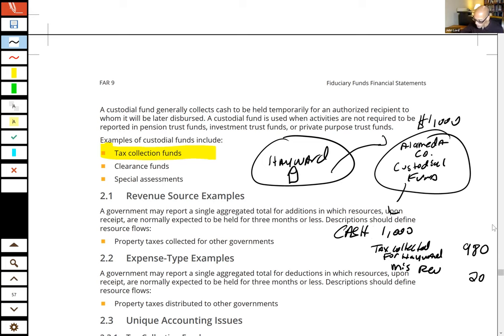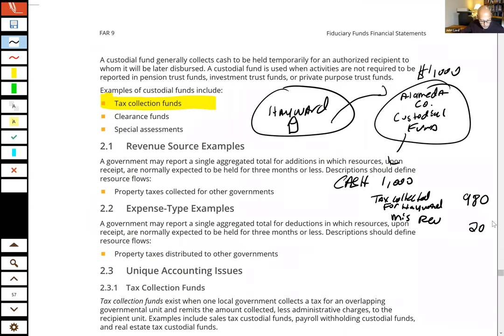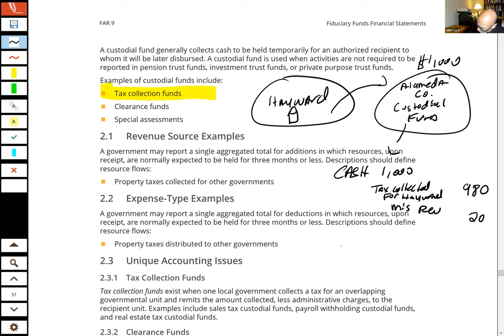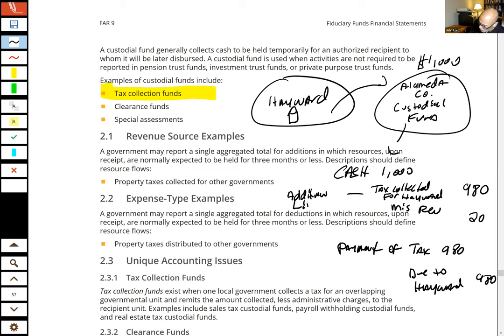Now, what's going to happen? At the same time, they will debit an account called payments of tax, whatever, for 980 and credit due to Hayward, because that money is not theirs, it's Hayward's money, right? So this is like a revenue, they call it an addition. And this is like an expense. They call it a deduction. And of course, due to is a liability. And of course I'm not going to tell you cash is an asset, right?